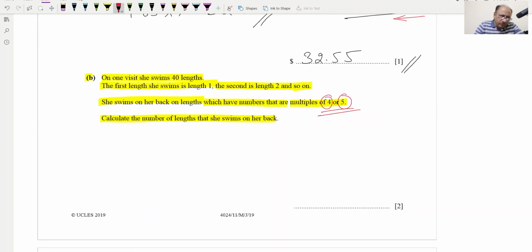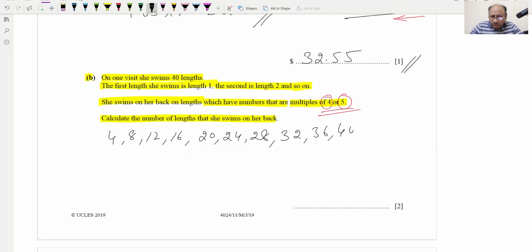So we will be checking for the multiples of 4. Multiples of 4 are what? We can write the multiples of 4, which is 4, then 8, then 12, 16, then 20 and 24, then 28, and then 32, then 36, and last will be 40. Similarly, we can write the multiples of 5. Multiples of 5 are what? 5, then 10, then 15, then 20 and 25, then 30 and 35, and last will be 40.